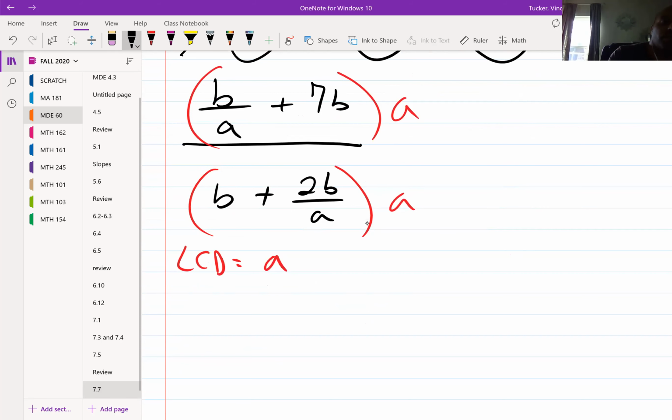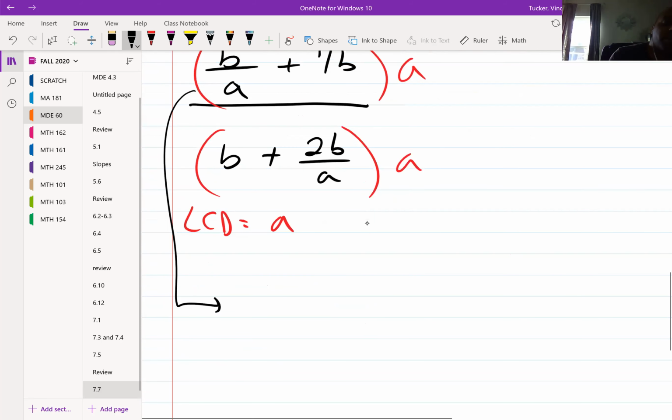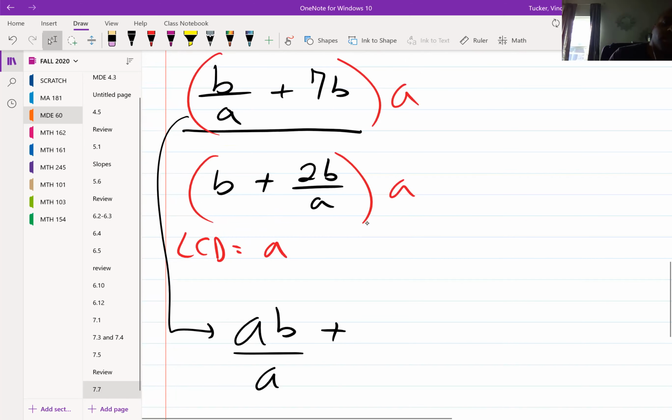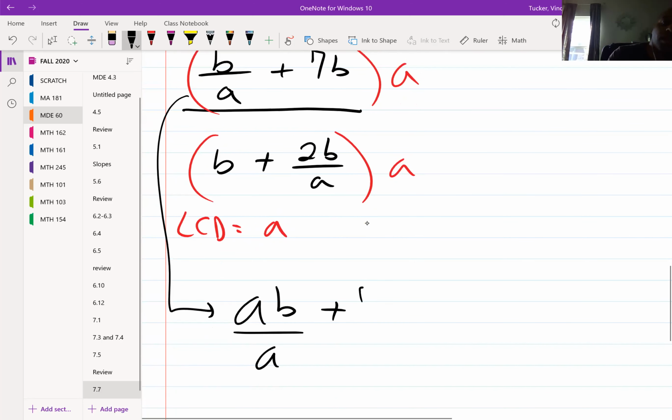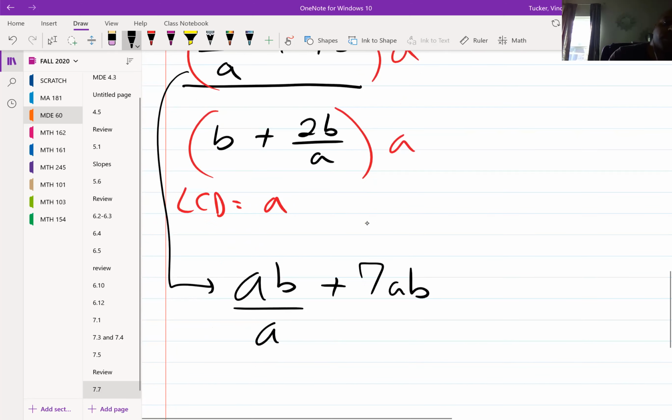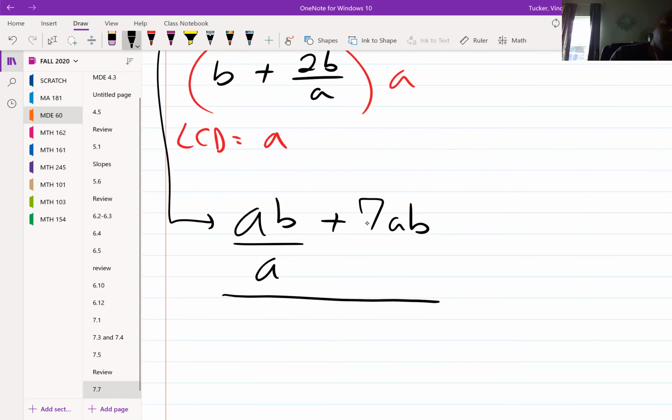And so what you'll notice will happen is that we'll have ab over a plus 7ab, then ab plus 2ab over a. And now what happens is that those denominators cancel, leaving us with b plus 7ab over ab plus 2b.